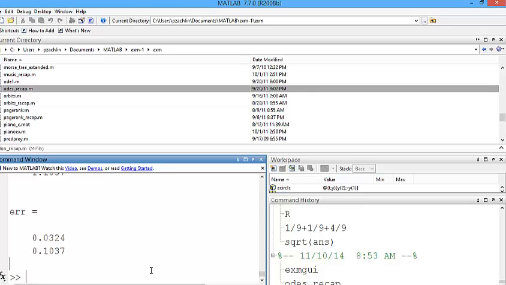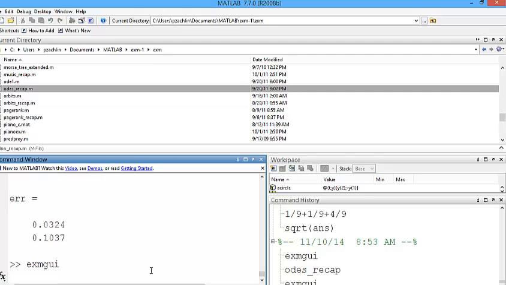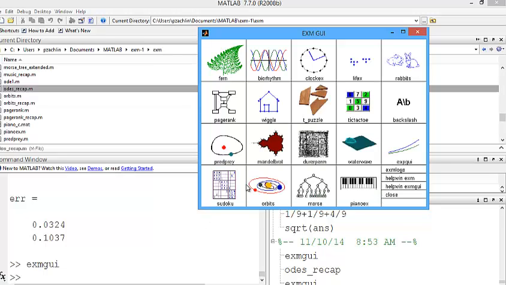So if I run exmgui on MATLAB, because I've already downloaded it, pretty cool things happen. Like, hey, look, this thing pops up. And so while you're reading the textbook and working on the exercises, if you happen to be doing the Magic Square chapter, Tony, you'd click on this and really cool things happen. Or if you wanted to do the piano one, the music one, or Google PageRank.